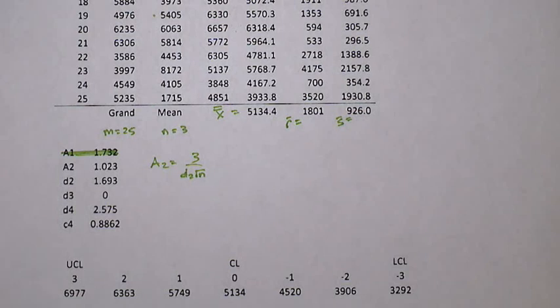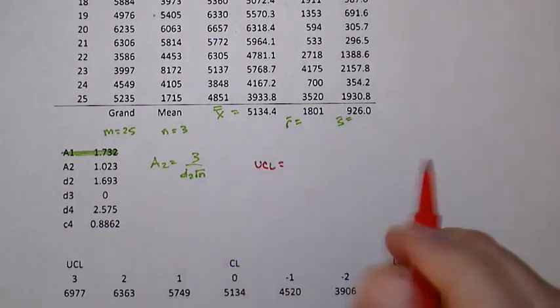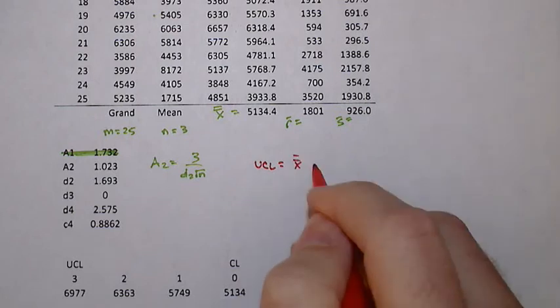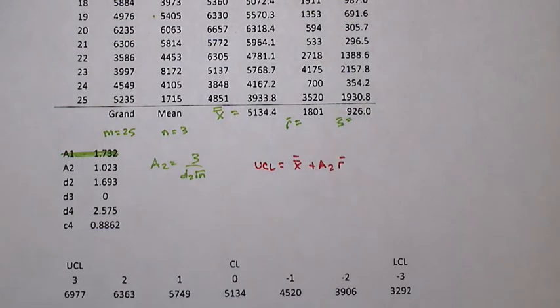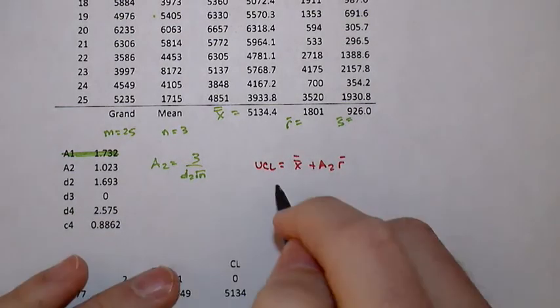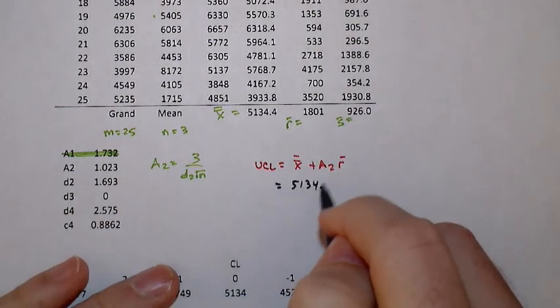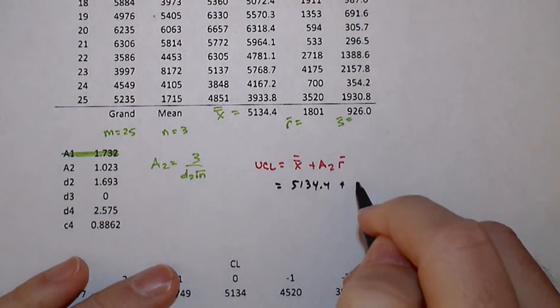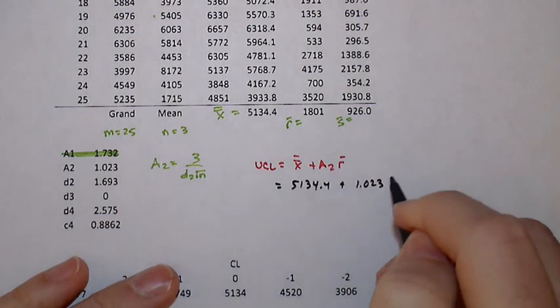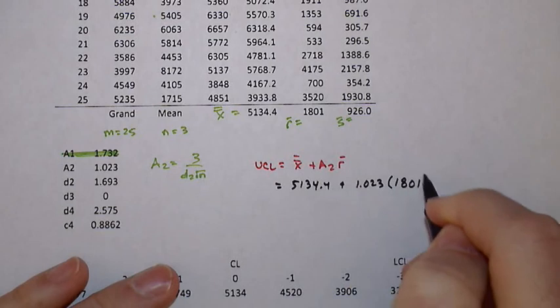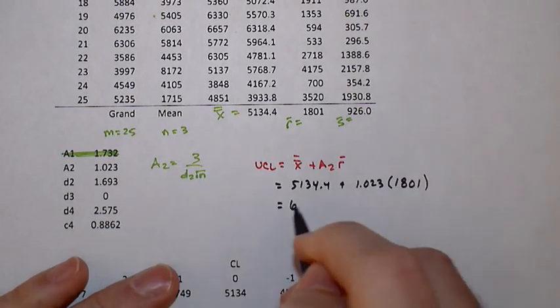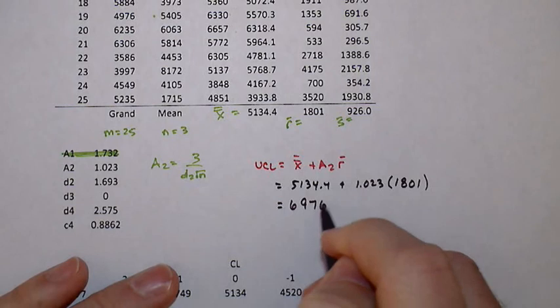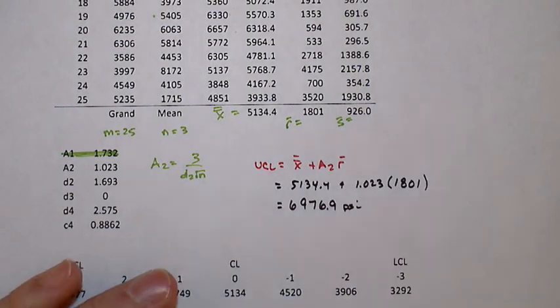And so our control limits are found by the upper control limit equal to our grand mean plus A2 times R bar. The individual numbers we have here are that the grand mean is 5134.4, we have an A2 value of 1.023, an R bar value of 1801, and that turns out to be 6976.9 psi. And note that down here, sure enough, the upper control limit is 6977.